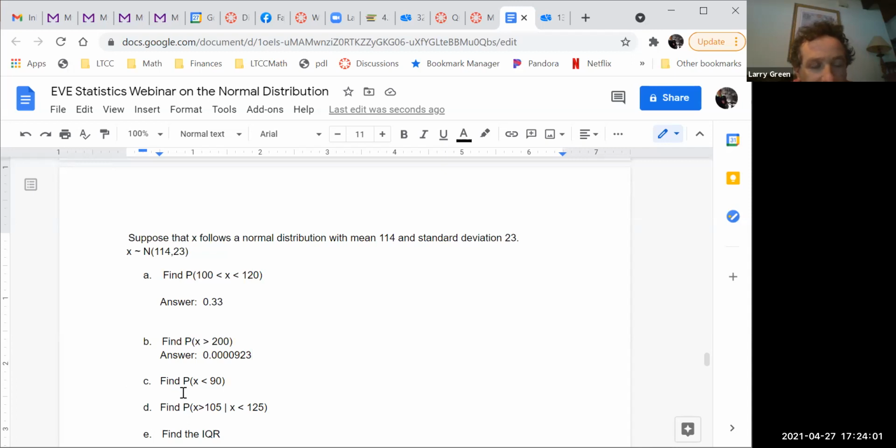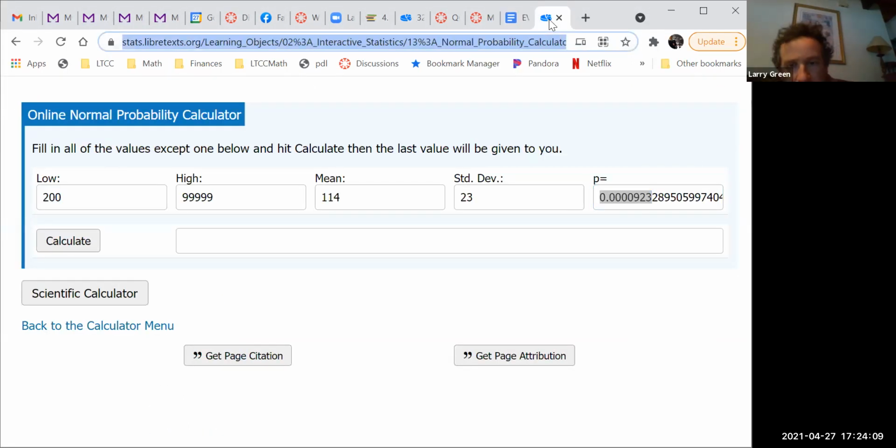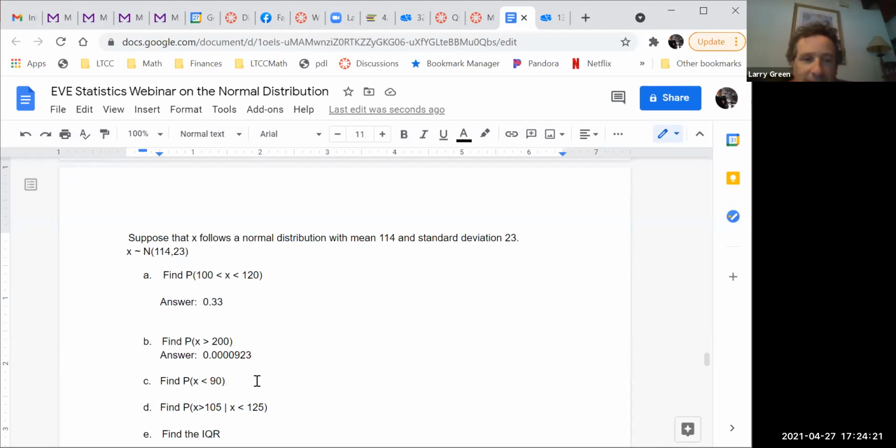All right, find the probability that x is less than 90. Just to make it easy for you, I'll put a calculator in the chat box. Let's see if you can find it. So find the probability that x is less than 90. Give it a try. It shouldn't take more than a minute or so. It's similar to part B, but it's less than instead of greater than. I'll give you a minute, and to make it fast, I put in the chat box the link to the calculator we're using.